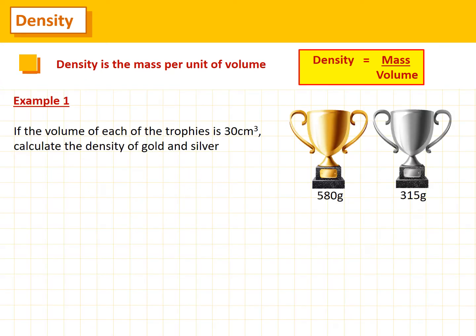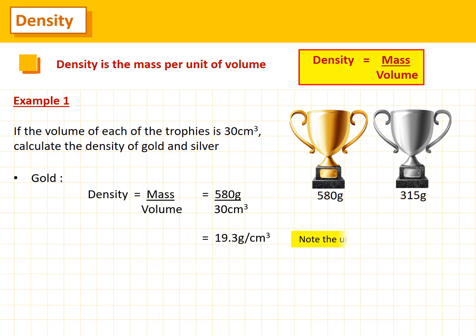In example 1, we have the volume of each of these trophies and we have their mass in grams. So what is the density of gold and silver? Well, for gold, the density, mass divided by volume, remember, would be 580 divided by 30, and that's 19.3 grams per cubic centimetre. And note the units, the mass is given in grams, the volume was given in cubic centimetres, so the units of density are grams per cubic centimetre.